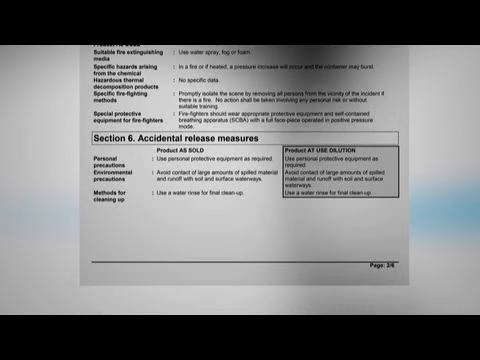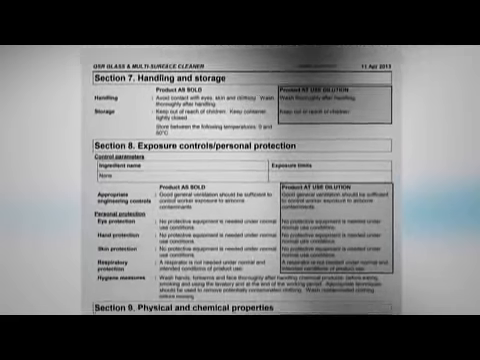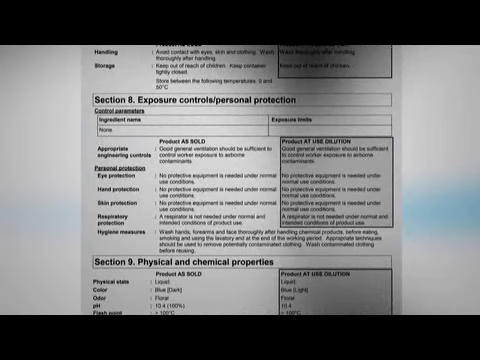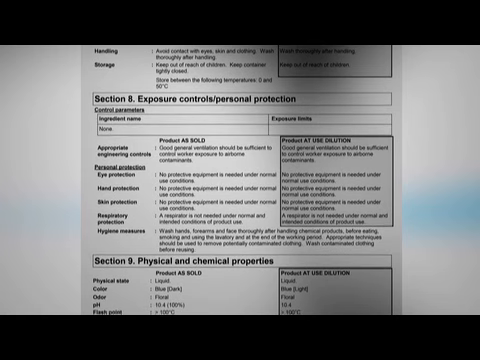Section 6 covers accidental release measures. Here you will find information on personal and environmental precautions as well as proper methods of containment and cleanup. Precautions for safe handling and storage are covered in Section 7. In Section 8, the SDS lists special protection information. In this section, you can find out what types of protective clothing or equipment, if any, you may need when handling this product. This section also lists safe exposure limits if they have been set by OSHA.